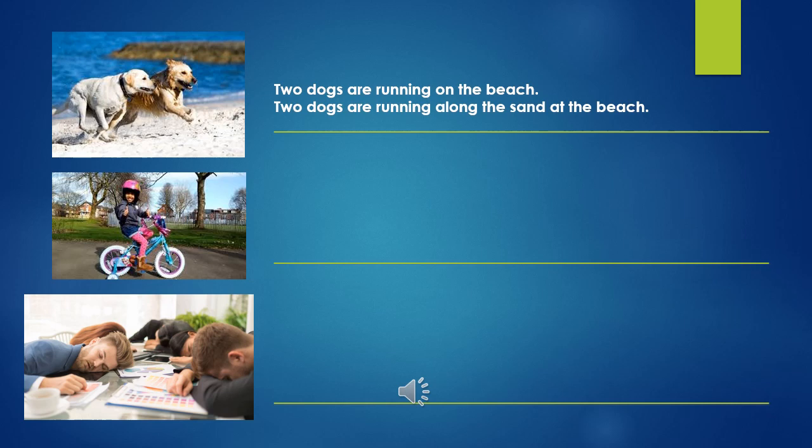So when you're doing these, either write them down or speak them. But there's multiple ways. You could say, a yellow dog and a white lab, or a golden retriever and a white lab are running. Two happy dogs are running at the beach to their owner. There's multiple ways to do everything.